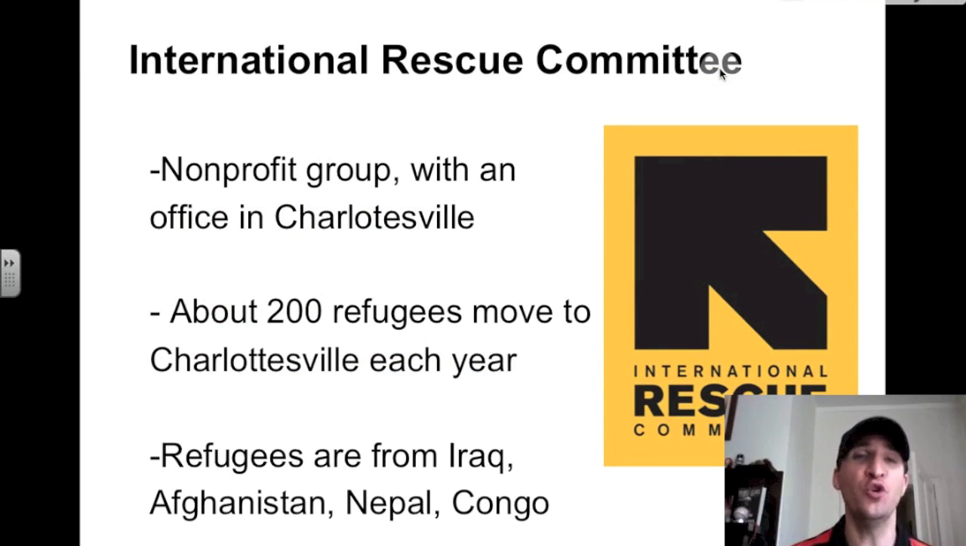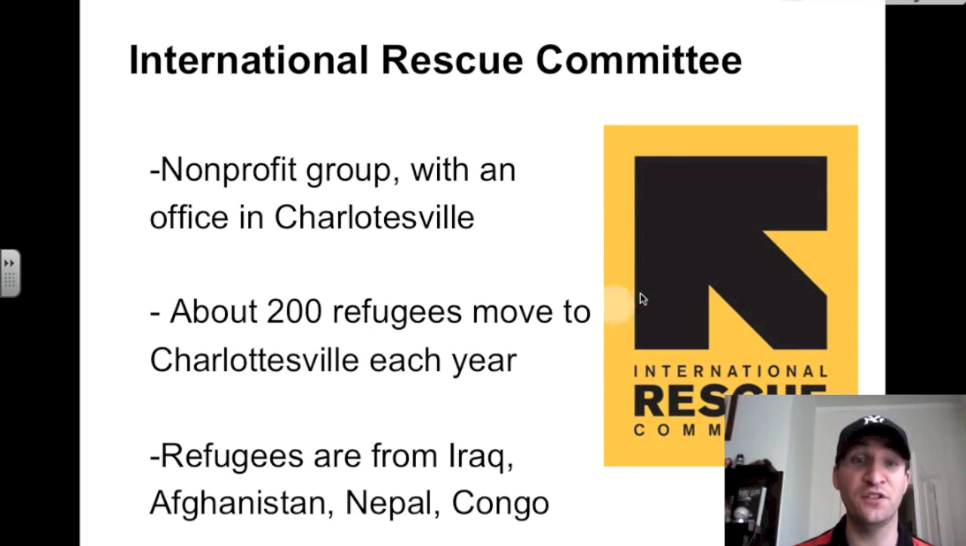And one group, a nonprofit in Charlottesville, handles refugee issues. It's called the International Rescue Committee. Here's its logo here. Maybe you've seen it around town. And about 200 refugees move to Charlottesville each year through the International Rescue Committee.